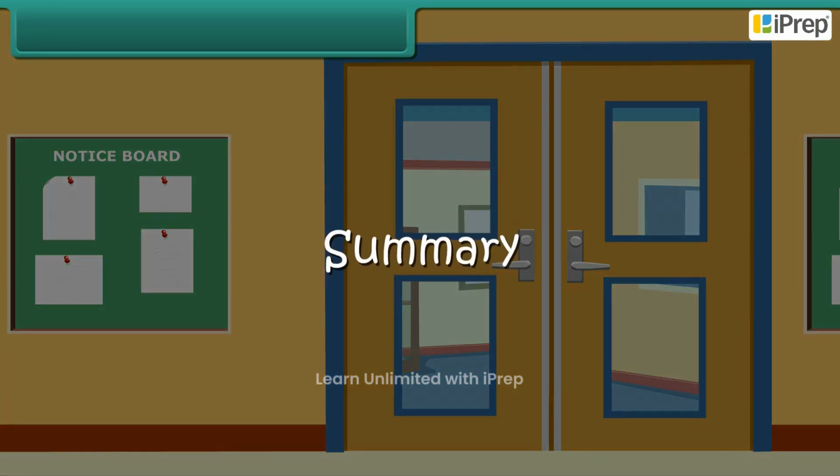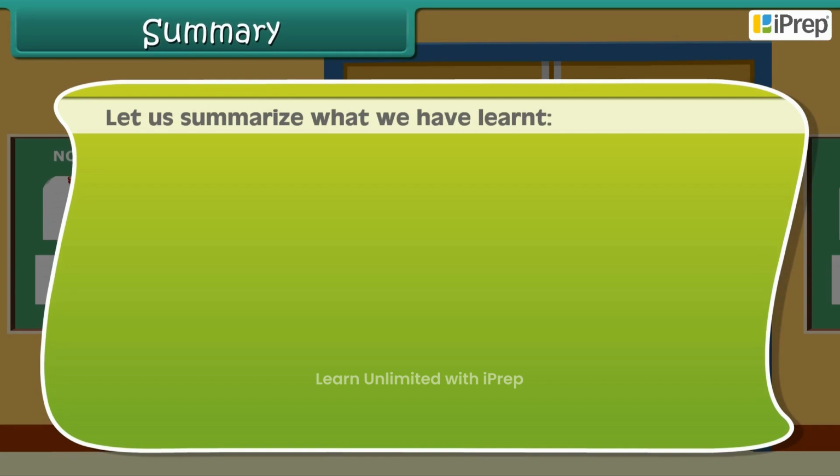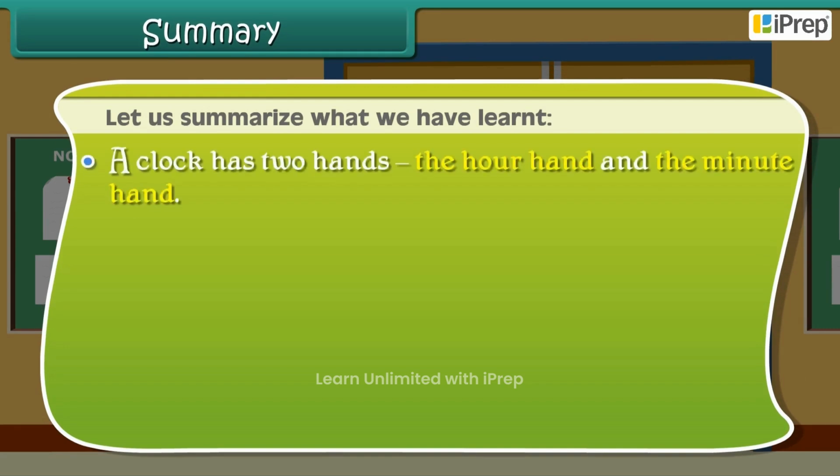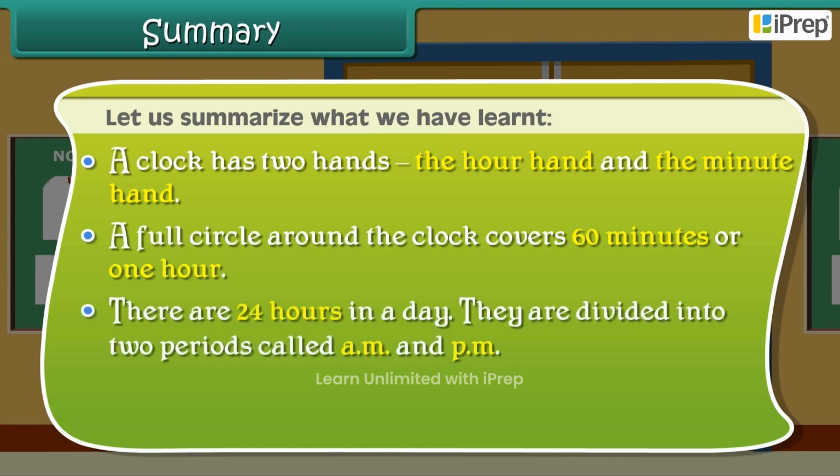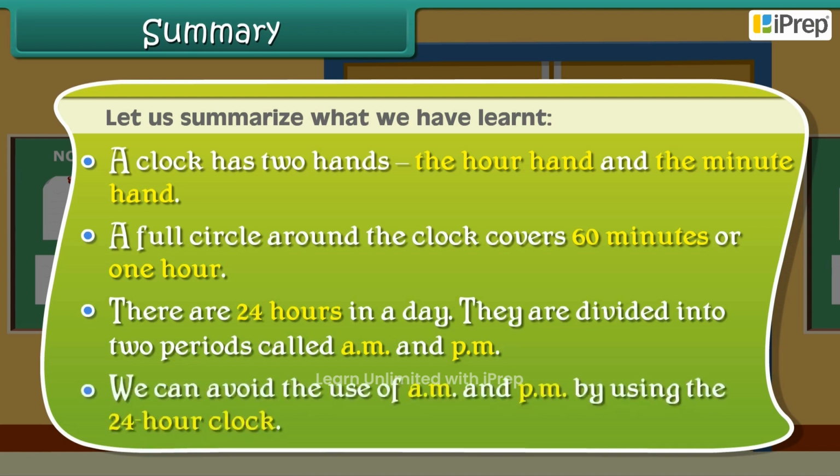Summary. Let us summarize what we have learned. A clock has two hands, the hour hand and the minute hand. A full circle around the clock covers 60 minutes or 1 hour. There are 24 hours in a day. They are divided into two periods called AM and PM. We can avoid the use of AM and PM by using the 24-hour clock.